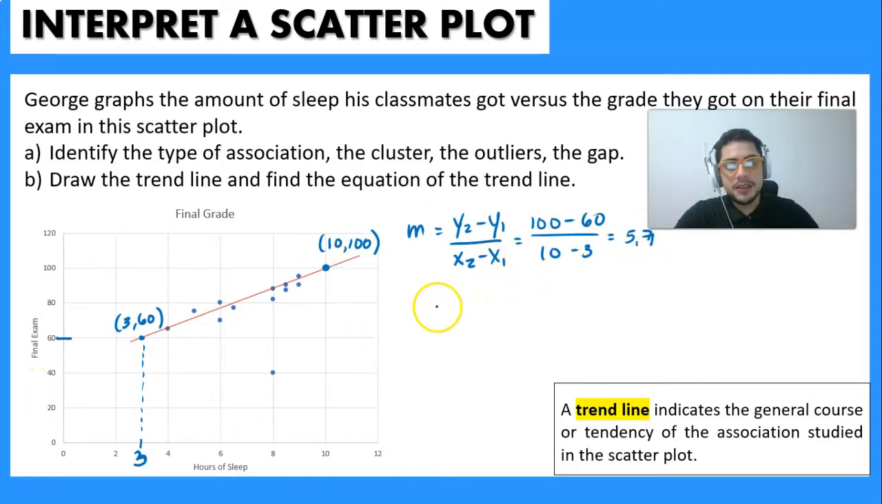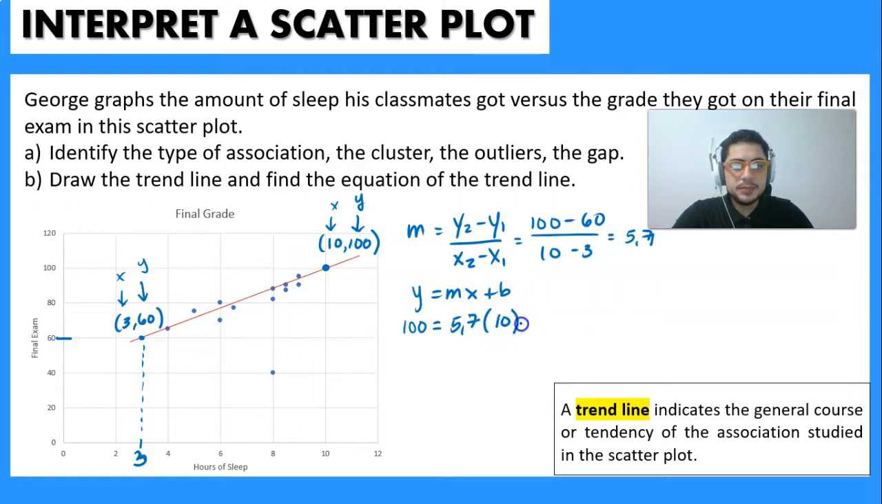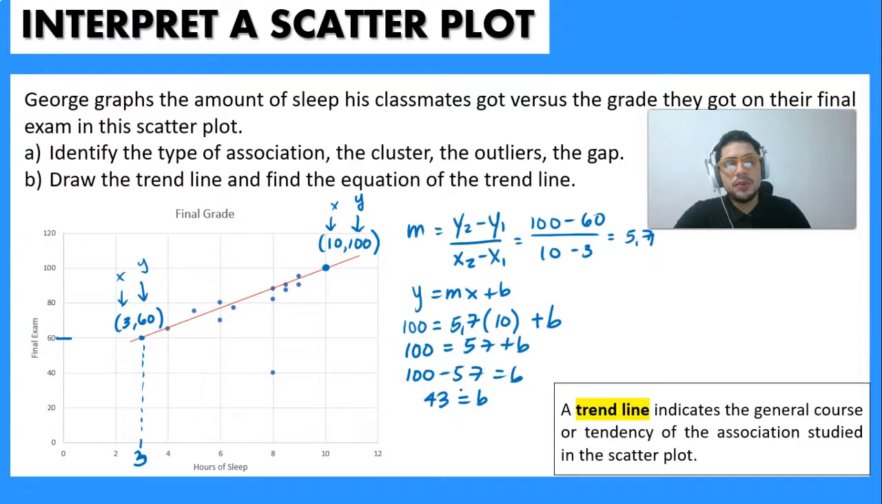5.7. And now that we have found the value of the slope, we can use y equals mx plus b to find the value of b. We have a value of y and a value of x, right? So we can use that point or we can use the other point, and we are going to get the value of b. So y, in this case 100, is equal to m, which is the slope we just found, multiplied by x, which in this case is 10, plus b, right? So we're going to see that 100 is equal to 57 plus b. So we solve for b, and the value that we're going to get is 43. So that means that the y-intercept is going to be around 43. And that means that our equation is going to be y equals 5.7x, which is, again, our slope, plus b, which we just found is around 43, which is our y-intercept.